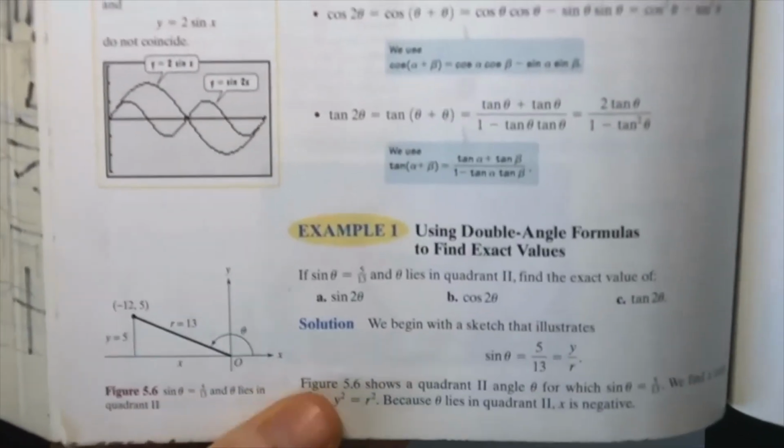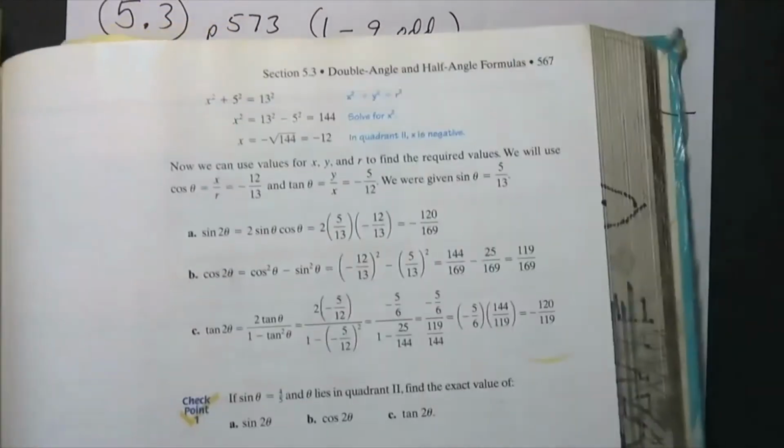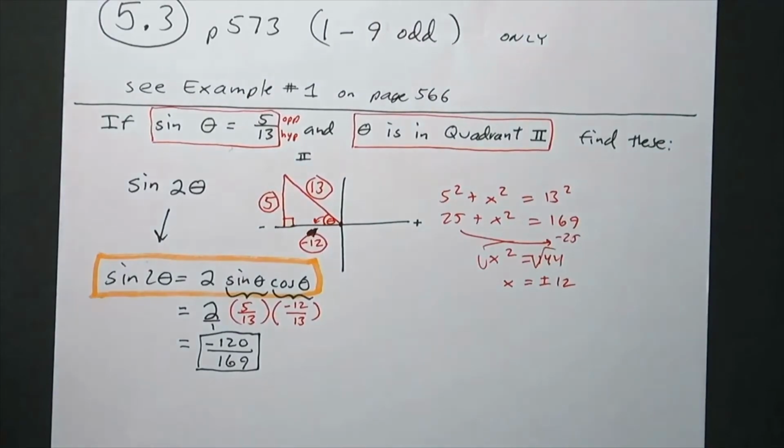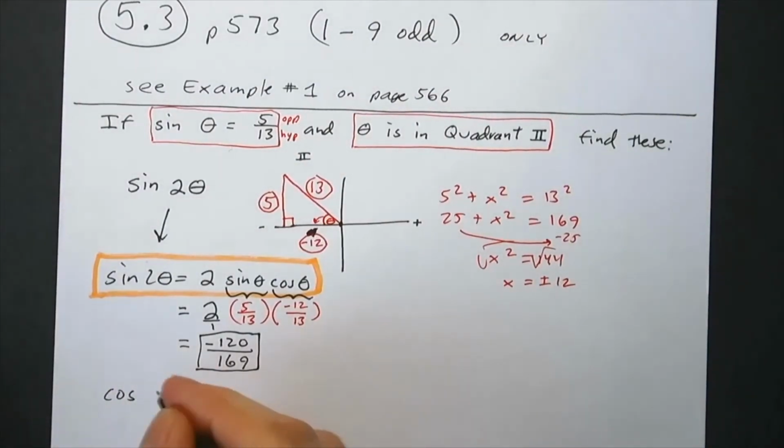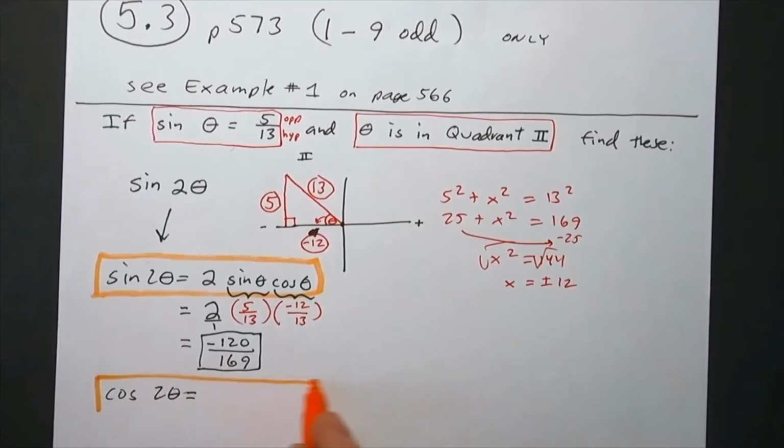Okay, and don't forget, you can see this one in the book, example 1, and it goes into the next page. So this is the one I just did. And it also asked, why don't we do another one? It also says, could you find the cosine of 2 theta? And I'm like, certainly I could find that.